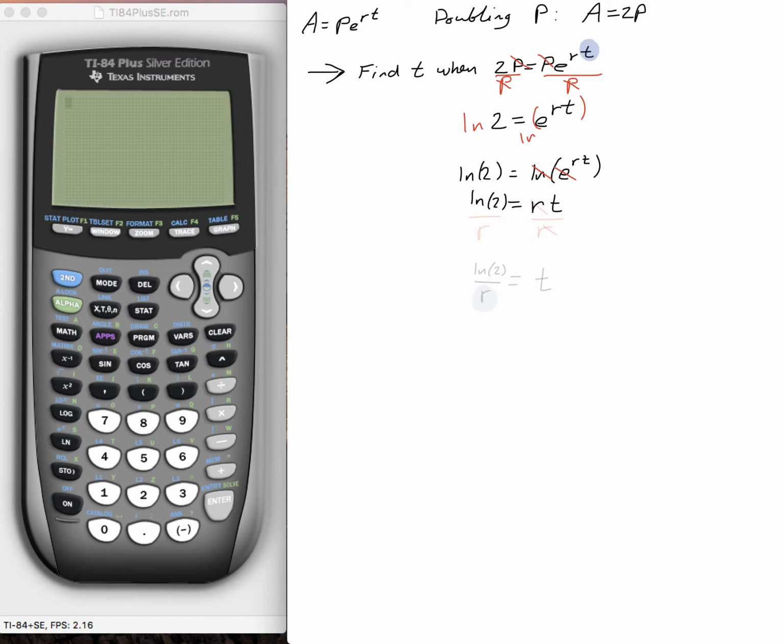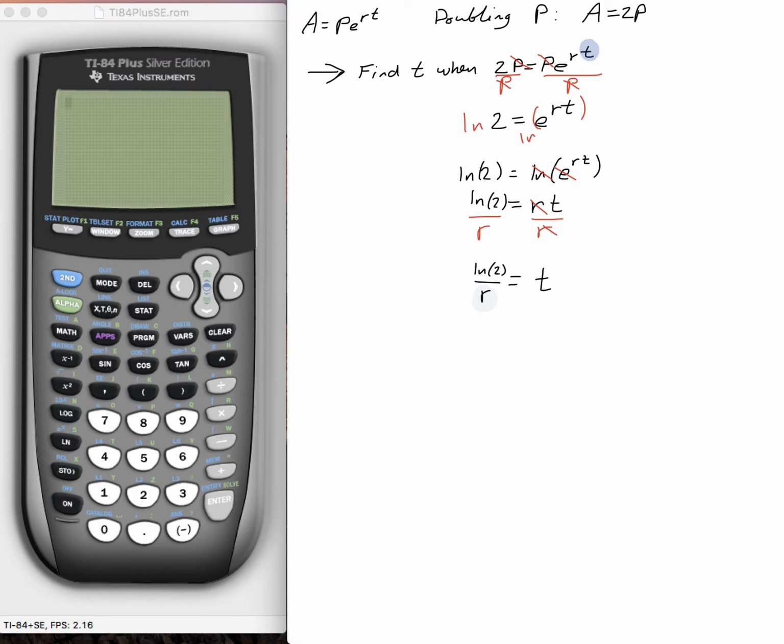Now if we divide both sides by r, we have t, the doubling time. And finally, that means that t, the amount of time it takes for an investment to double, only really depends on the interest rate. So the natural log of 2 divided by r.